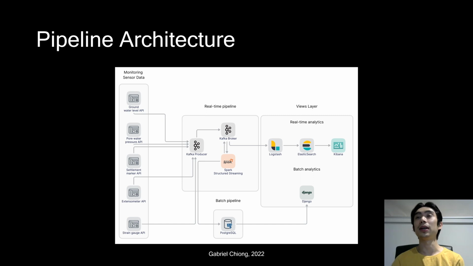Spark reads data from a Kafka topic for incoming raw data, and once processed, the data is simultaneously written back into a separate outgoing Kafka topic for real-time analytics, as well as a PostgreSQL database for batch analytics. Using the Kafka broker as a data source, my real-time views layer is implemented using the ELK stack, which consists of Logstash, Elasticsearch, and Kibana.